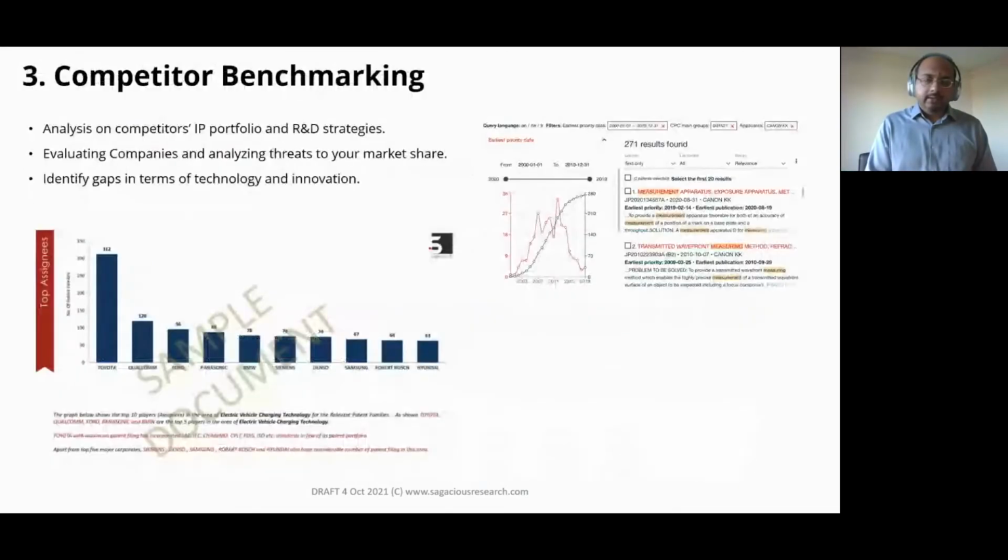The second is benchmarking of competition. You can look at different organizations and what kind of technology strategy they have. How is each organization organized from an R&D point of view? What is their core focus area? What is their non-core area? And so on and so forth.